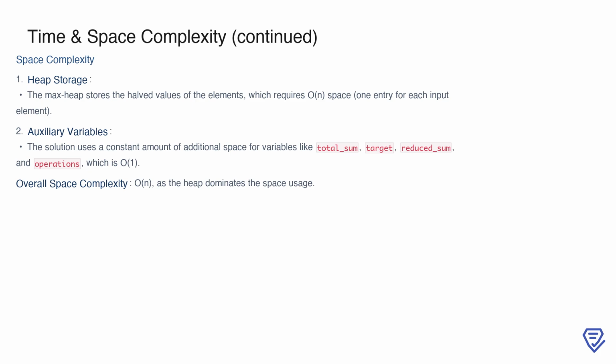Now, let's focus on the space complexity of the solution. The primary space usage comes from the max heap, which stores the halved values of the elements. Since the heap contains one entry for each element in the input array, it requires O(n) space. Additionally, the solution uses a small, constant amount of space for auxiliary variables such as total_sum, target, reduced_sum, and operations. These variables do not depend on the size of the input, so their space usage is O(1). When we consider these factors together, the overall space complexity is dominated by the heap, resulting in O(n).